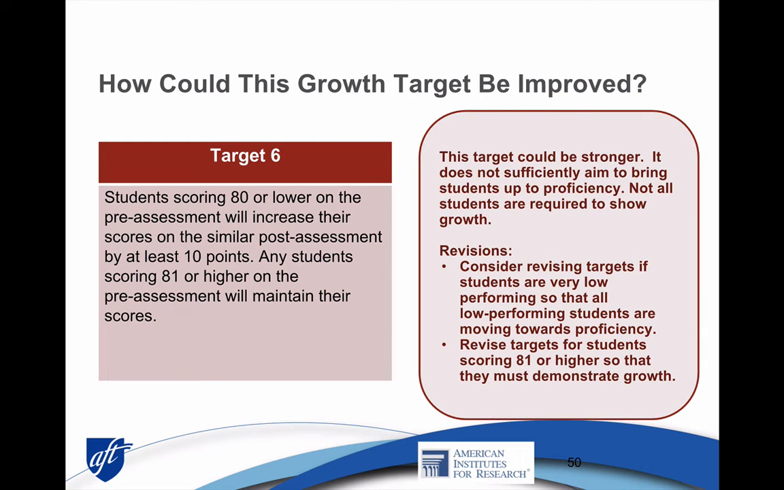This target could be stronger. It does not sufficiently aim to bring students up to the proficiency standard, and not all students are required to show growth, and that is one thing that we need to ensure, is that all students are demonstrating growth, even our higher level achieving students. So some revisions that you can consider would be revise targets if students are very low performing, so that all low performing students are moving towards proficiency, and revise targets for students scoring 81 or higher so that they must demonstrate growth.